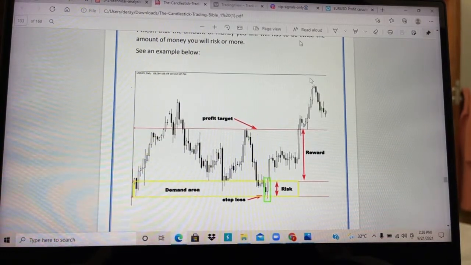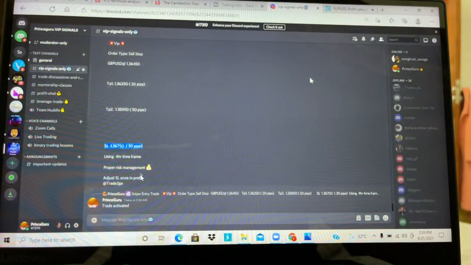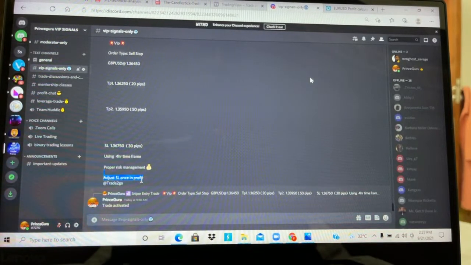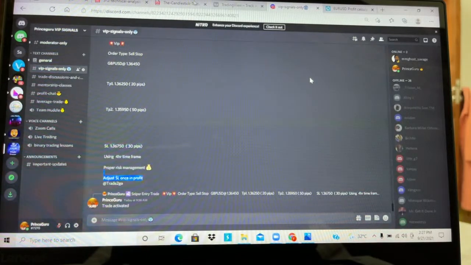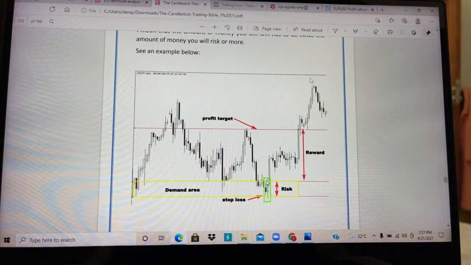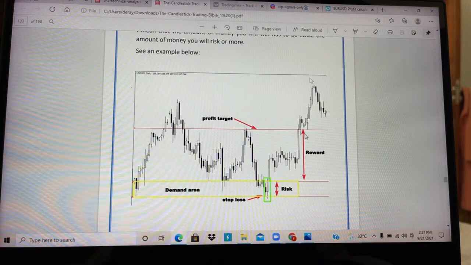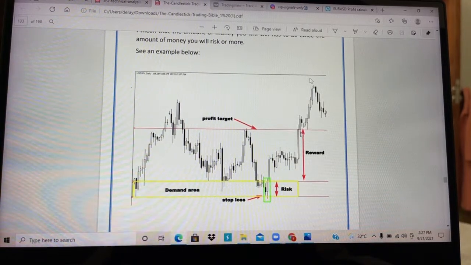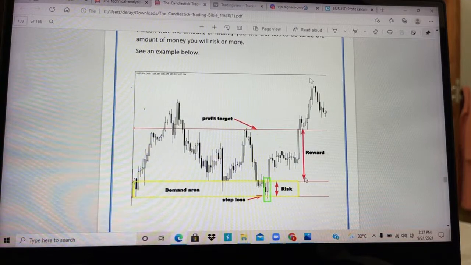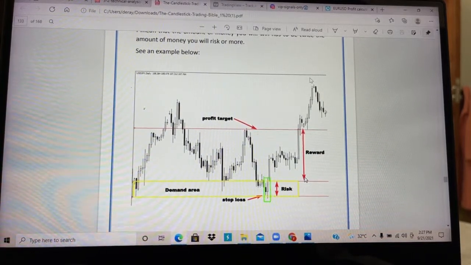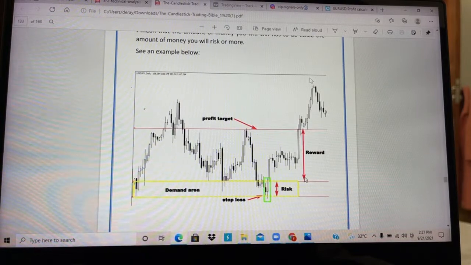That is why, with the risk to reward ratio, I normally tell everyone that once you're in profit, adjust your stop loss into profit. That's what's happening here. We're not in profit yet, but we're looking at the reward so far. This is the risk, and this is the reward. So you can adjust your stop loss as you trade. As you trade, you can always adjust it.